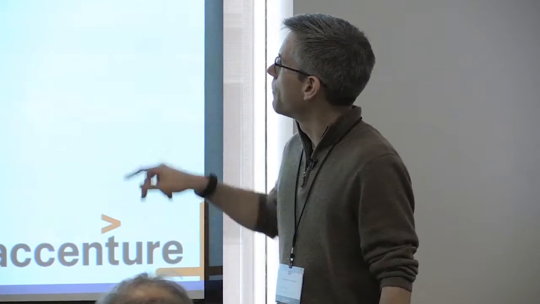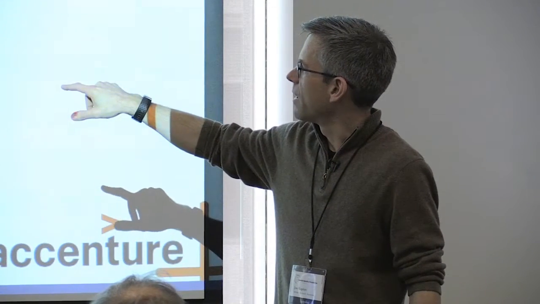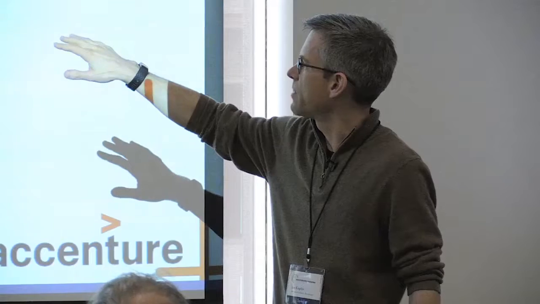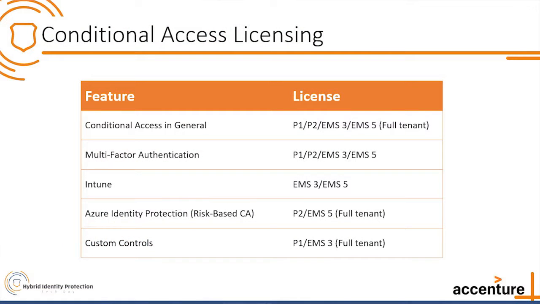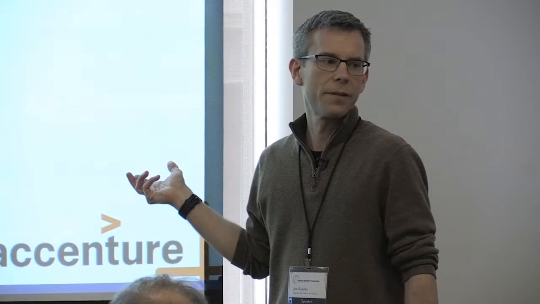And so there are some features that go with some of the pieces, like Intune, EMS E3 or E5. Multi-factor auth is P1. And the custom controls feature used to be P2, it's down to P1, so actually something got cheaper. Risk-based auth is the P2 feature in this. And we'll talk about that a little bit, but the bottom line is that this is part of the premium suite for Azure Active Directory.